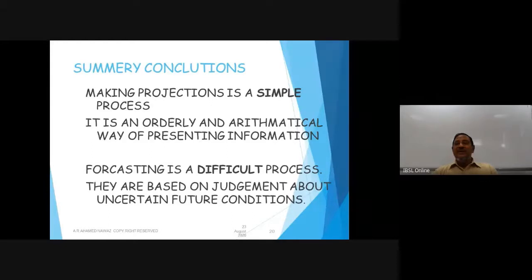Making a projection is a simple process. It's an orderly and arithmetical way of presenting information. Forecasting is a difficult process. Forecasts are based on judgment about uncertain future conditions. You cannot predict the future conditions. They may change, so it's a difficult process.